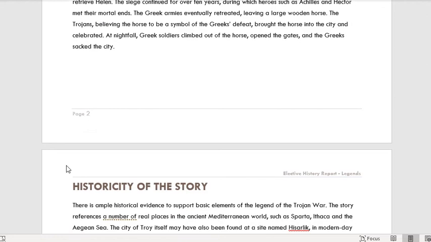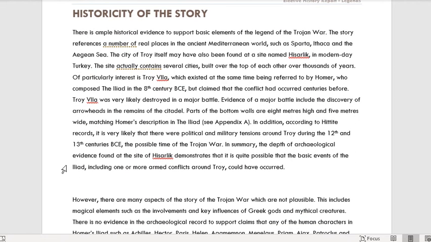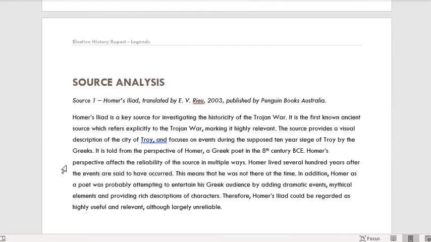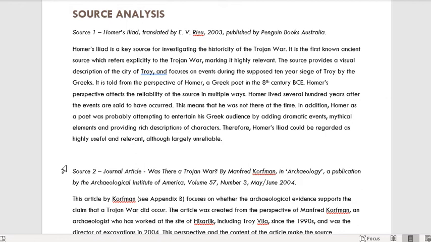Reminder, the A sample is in your OneNote in the Assessments tab, as well as the B, C, and D samples, and these are also posted onto Compass Newsfeed, so you can find those. In the source analysis section, we can see it's got a clear heading. Source 1 is identified, and then source 2 is identified.